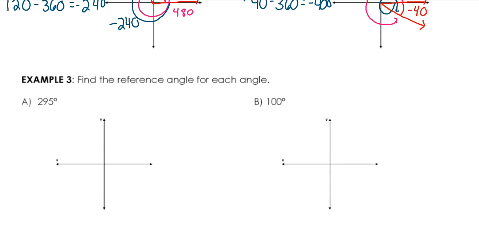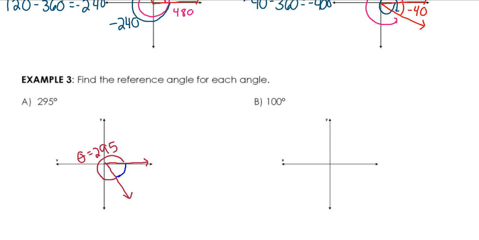For example 3 here, we are going to find the reference angle for each angle. So remember, the reference angle is the distance or the angle measure from the terminal side to the nearest x-axis. So 295 degrees, that's going to start on this initial side and go around past 270, 25 degrees. So it looks something like that. So our initial amount of theta is 295. So now I need to find the distance between that and the nearest x-axis. So that would be over here.